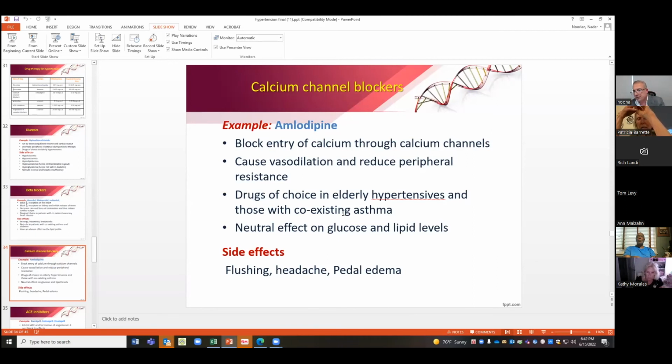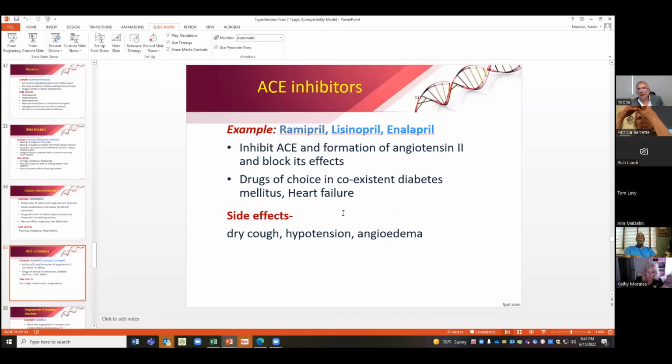Sorry, I'm going through these a little fast, just to make sure we make it to the end. ACE inhibitors, some of the best medications we have. What they do is they reduce the amount of angiotensin in the body. Angiotensin is a hormone that causes vasoconstriction. So once you lower the amount of angiotensin, then of course you're going to do very well as far as controlling the blood pressure. The side effect of this class is dry cough.